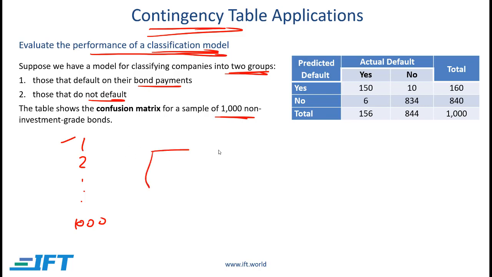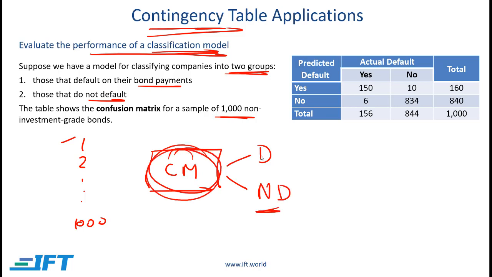We pass each of these companies through a model. This is called the classification model. And the model evaluates each company and then identifies companies that are likely to default and companies that are not likely to default. So this classification model is basically giving a prediction. And that is shown over here. So there is this concept of a predicted default. The model predicts that 160 companies are likely to default and 840 companies are not likely to default.